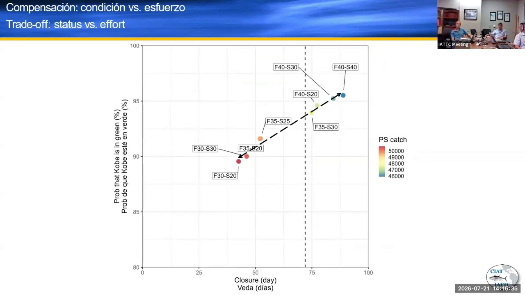So in terms of the performance of the different harvest control rules, the main trade-off is between the probability of being in the green part of the Kobe plot and the number of days of closure. And so the more closure you have, the more likely you're going to be in the green part of the Kobe plot. But also note that the probabilities are still very high here. But the closure days are actually, I guess, quite significant.